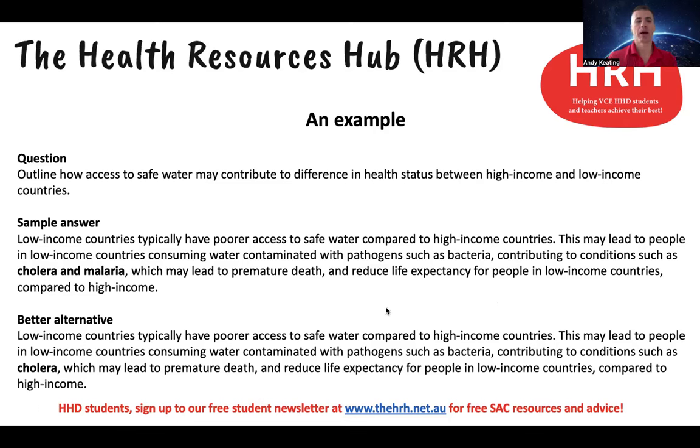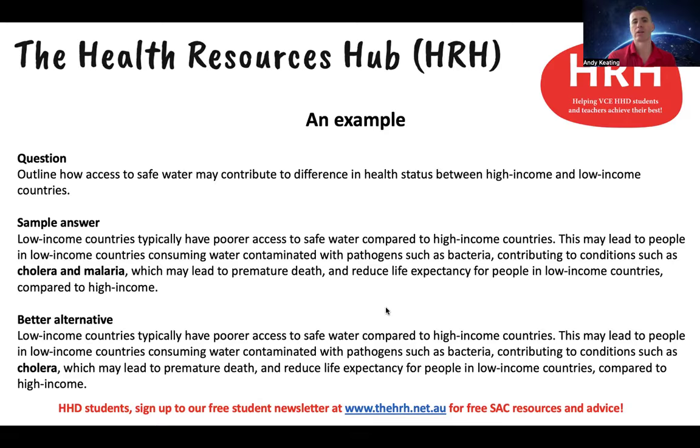That's all fine, apart from the fact that you can see two examples of conditions are linked there. What I mean by this potentially leading to confusion is that the first sample mentions bacteria. Bacteria is relevant to cholera, but it's not relevant to malaria. So it creates a sense of uncertainty in an exam marker about whether this student is really on top of the links between poor access to safe water and a health condition. Whereas in the second, better alternative, it's the same sample, but it just links into cholera instead of mentioning malaria as well.